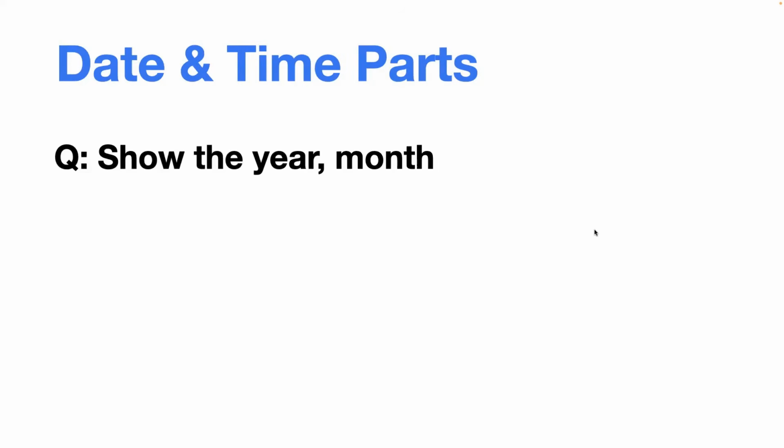Let's also try and understand the different parts that you can extract out of a date and time, because a date is a complex object. It contains the year, month, and then the time itself is also pretty complex. So how do you extract the different parts out of a date and time?